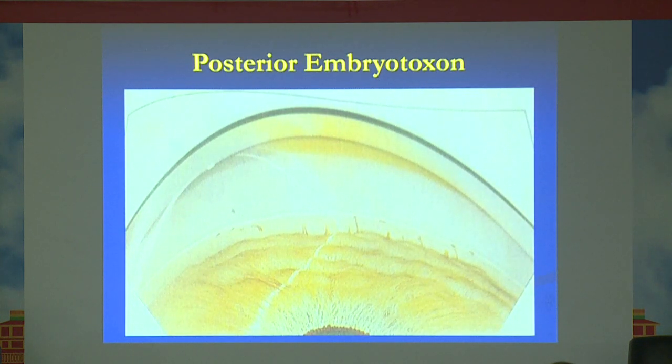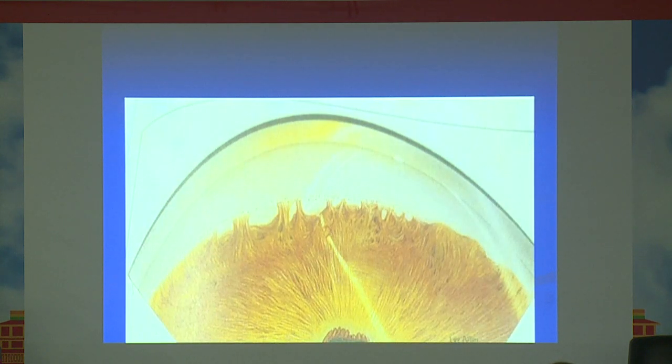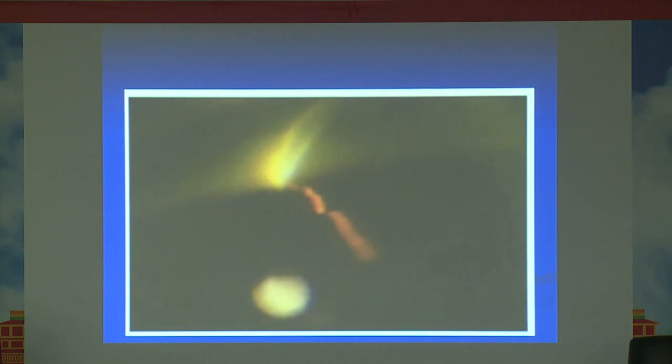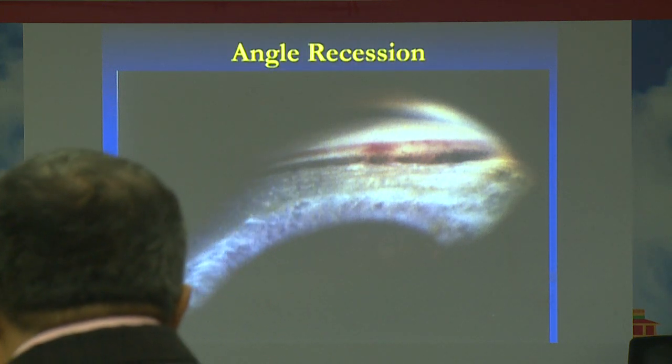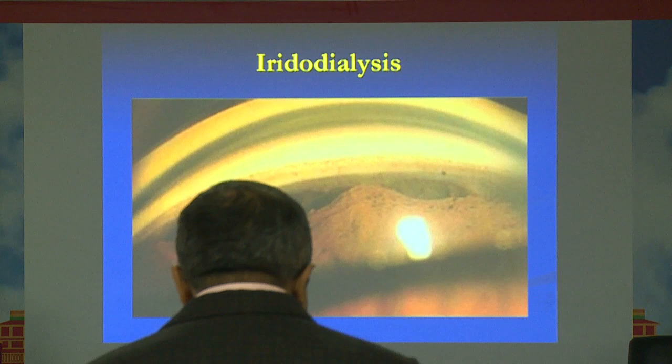So this is a prominent Schwalbe's line, posterior embryotoxon. This is a broad iris process extending to the Schwalbe's line, that is Axenfeld-Rieger syndrome. This is a separate configuration in case of plateau iris. And this is angle recession.